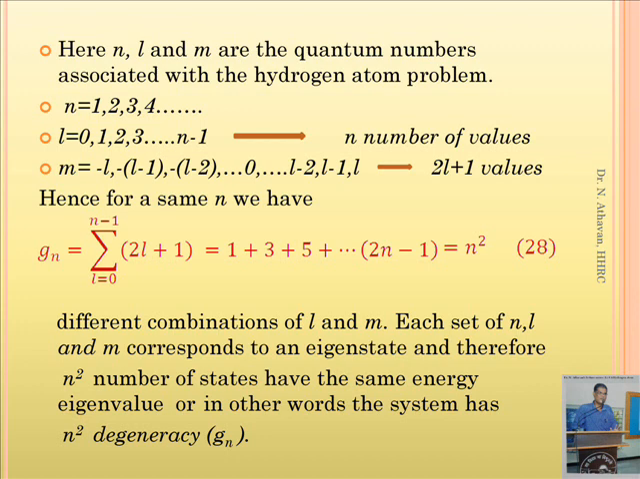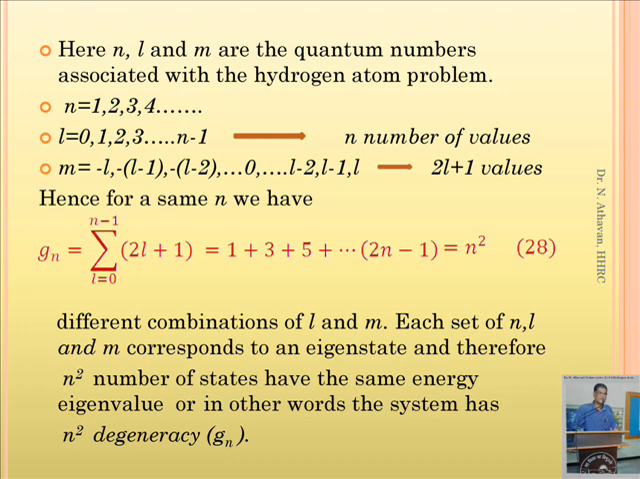Then for the case of m, we have minus l, minus l plus 1, minus l plus 2, up to l minus 2, l minus 1 and l. So we have 2l plus 1 different values for m. So in total, for the same n value, we have n square different combinations of l and m, which means each set of n, l and m corresponds to an eigenstate, and therefore n square number of states have the same energy eigenvalue, or in other words, we say the system has n square degeneracy.